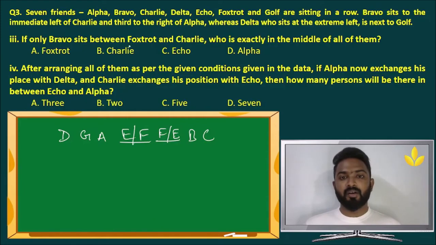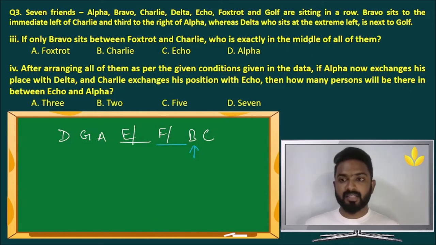If only B sits between F and C. Only B sits between F and C. That means F is definitely here and E is over here.